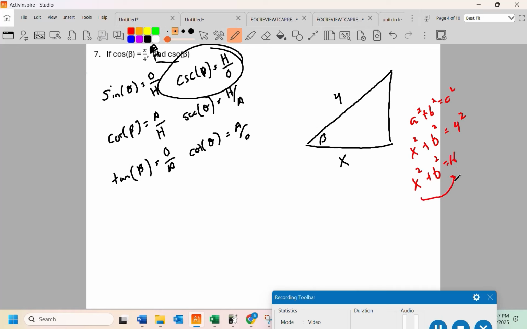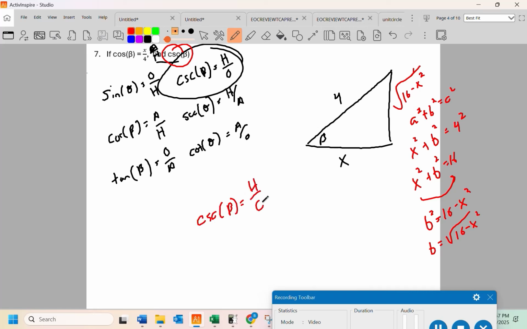I'm going to subtract the x squared. b squared is 16 minus x squared. Therefore, b is the square root of that. And you cannot do anything with that, so don't do anything with that. It is not 4 minus x. It's the square root of 16 minus x squared. There's nothing you can do with it. Don't be that kid. Now I want cosecant. I want the cosecant of angle beta, and it is the hypotenuse over the opposite side. So it's 4 over the square root of 16 minus x squared.